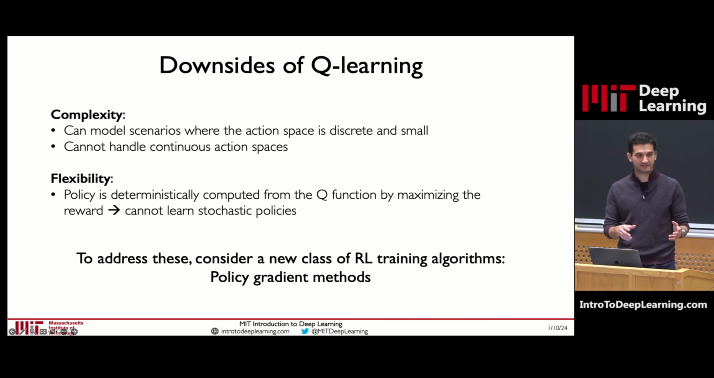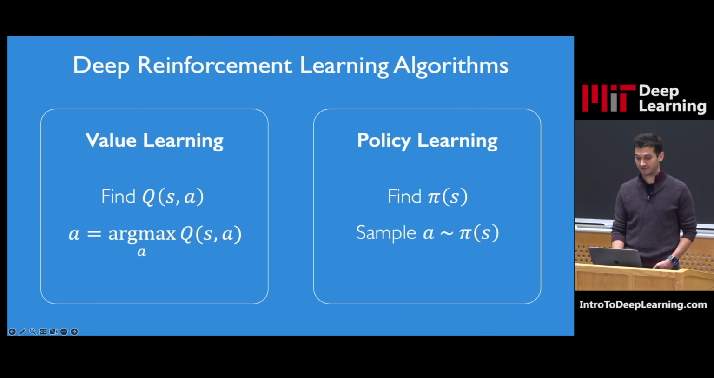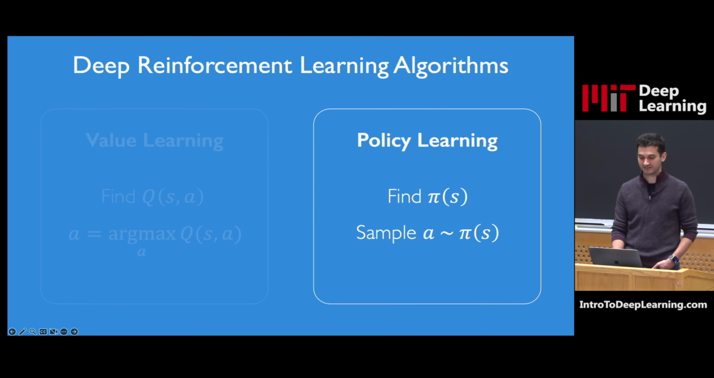So to address these kinds of challenges, let's now move on to the next part of the lecture, which is going to be this second class of reinforcement learning algorithms called policy learning or policy gradient algorithms, right? So again, in this class of algorithms, now we're not going to try and learn the Q function and use the Q function to compute a policy function. We are directly going to try and find the policy function. So pi of s is a function that takes as input the state, and you compute or you sample an action by sampling from that distribution of the policy.